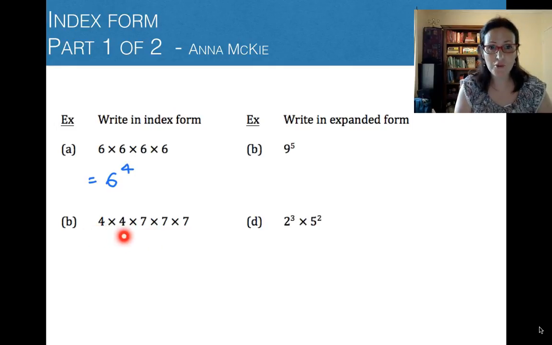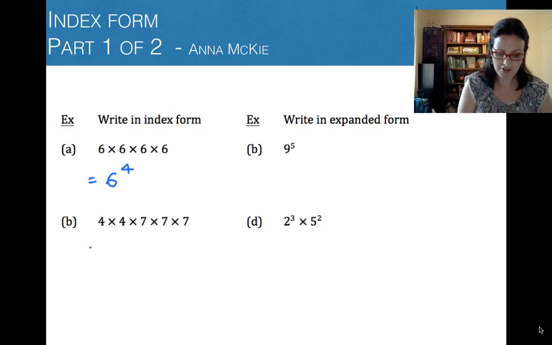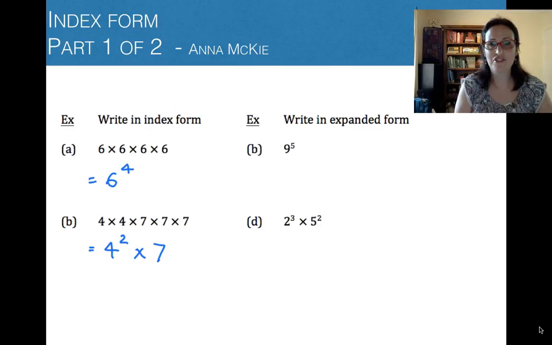Part B here, we've got two different numbers, so we have to look at them separately. Think about how many 4's you've got. You've got 2, so that's 4 to the power of 2, or 4 squared, times 7 to the power of how many 7's you see there? 3.